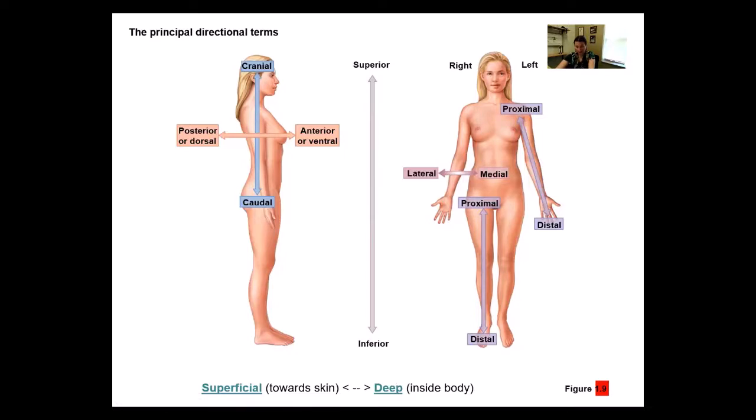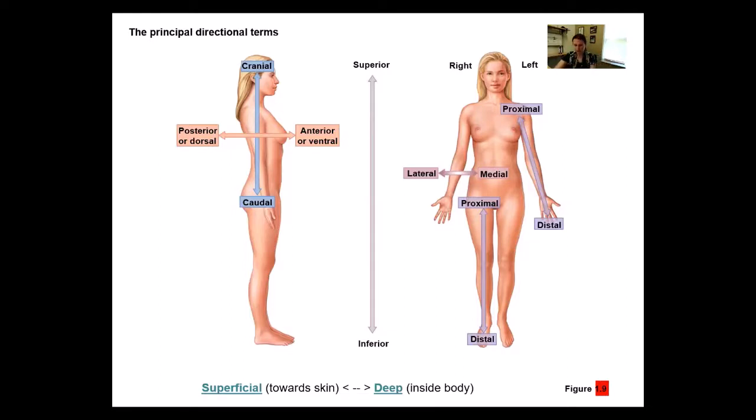Final pair of directional terms, well, second to final pair: superficial versus deep. Superficial is closer to the skin. Deep is farther and farther into the body. So if you're making an incision, the scalpel starts out superficial and gets deeper and deeper into the body. Similarly, if you look at the heart, the outside is the superficial surface of the heart, but as you go deeper into the chambers, that is getting deeper.